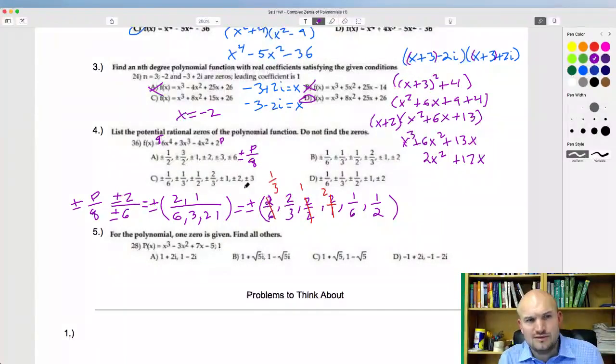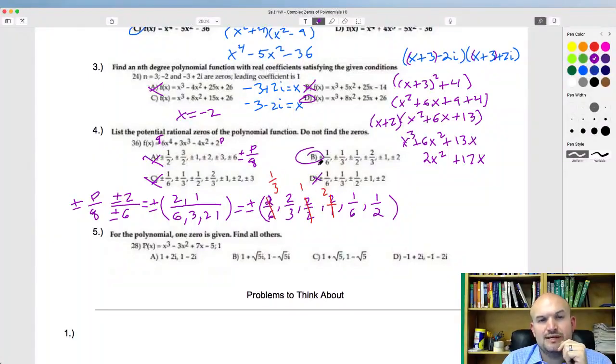And 3 is not 1, so it's not this one. This one doesn't have the 1/6, so that doesn't work. This one has the 1/6, the 1/3, the 1/3, 1/2, 2/3, and the 1 and the 2. So how are these different? This one doesn't have the 2/3, but we know the 2/3 is there. So therefore the answer is B.